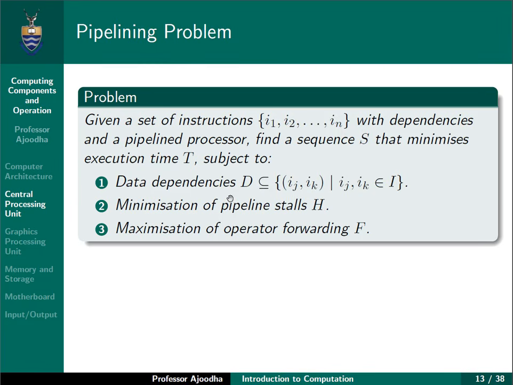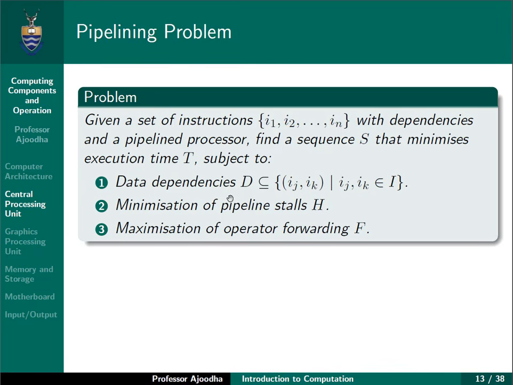So this is really the problem. We want to find a sequence that satisfies these constraints, but the sequence must take minimal time. It turns out that this is an unsolved problem in computer science. It's a very difficult problem. It's what we call an NP-hard problem, and it's one of the problems that we'll talk about in the next lecture.